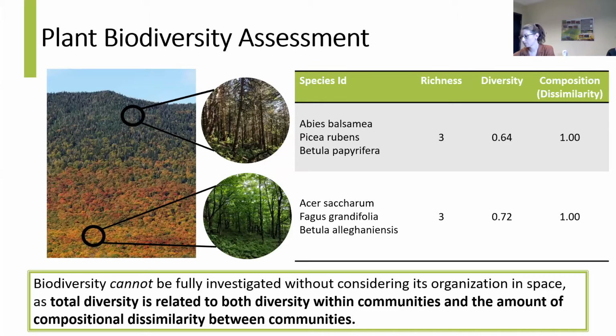When investigating biodiversity, we are interested both in the diversity within communities, but also the compositional differences between communities. As a quick example, we can see these two communities are very similar in diversity. However, because they share no species in common, compositionally, they are very different.